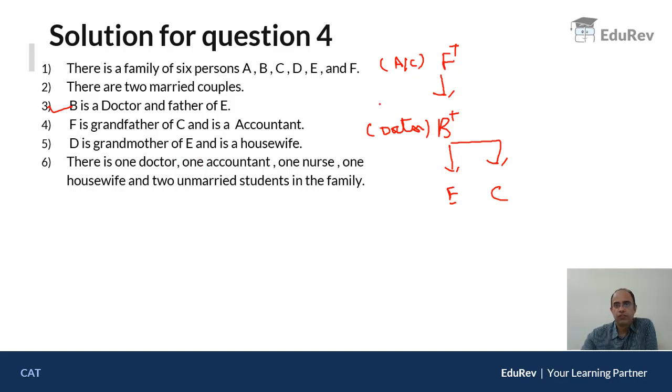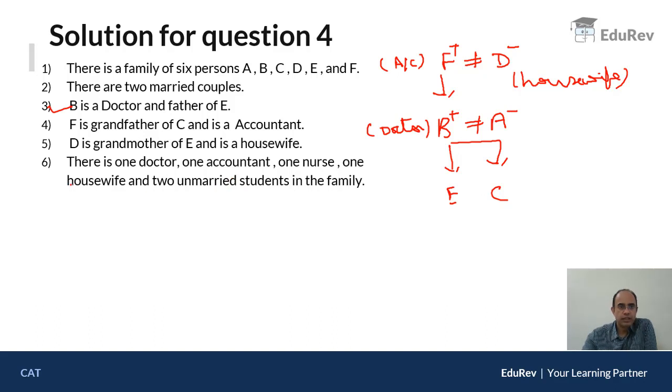Also, D is the grandmother of E. Therefore, F is married to D, who is the wife, and C is a housewife. Now we have used 5%. A is left over. A has to come here. A is the wife of D and mother of E and C.